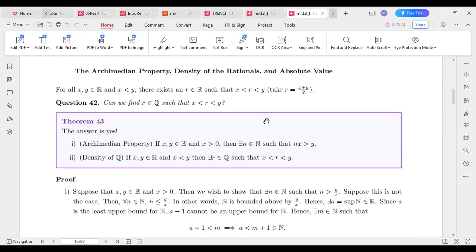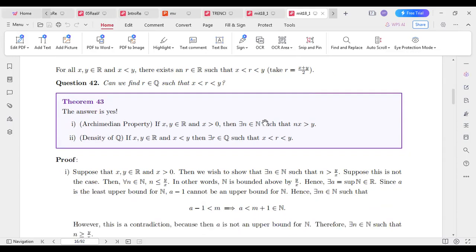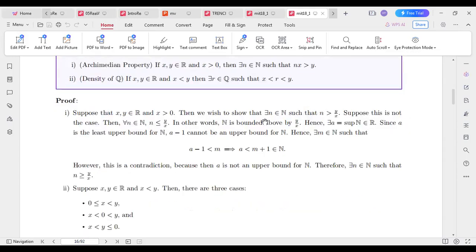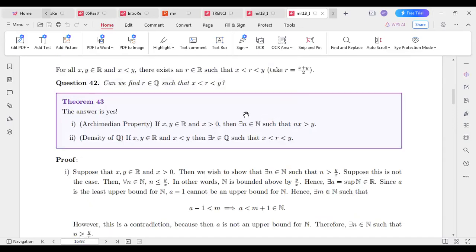Now, what is the Archimedean property? For all x, y belongs to R, x less than y, there exists r belongs to R such that r lies between x and y. That means r can be taken as the average of x plus y. So in that case, the Archimedean property can be extended to real numbers.